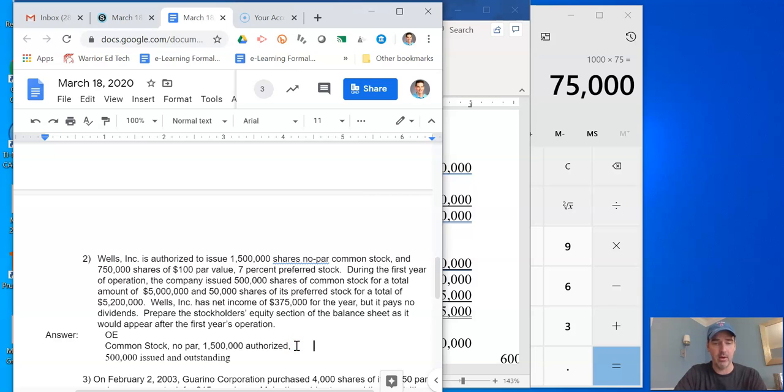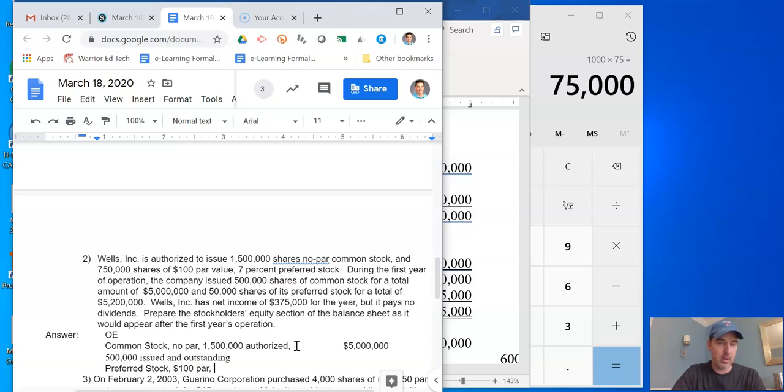So that $5 million is going to be grabbed and all going into that common stock account. And so now we're going to look at the preferred stock. So the preferred stock, we're just going to write our little sentence here. Our preferred stock does have par on this particular one. So if we look up there, it is $100 par value. So it's got a $100 par.